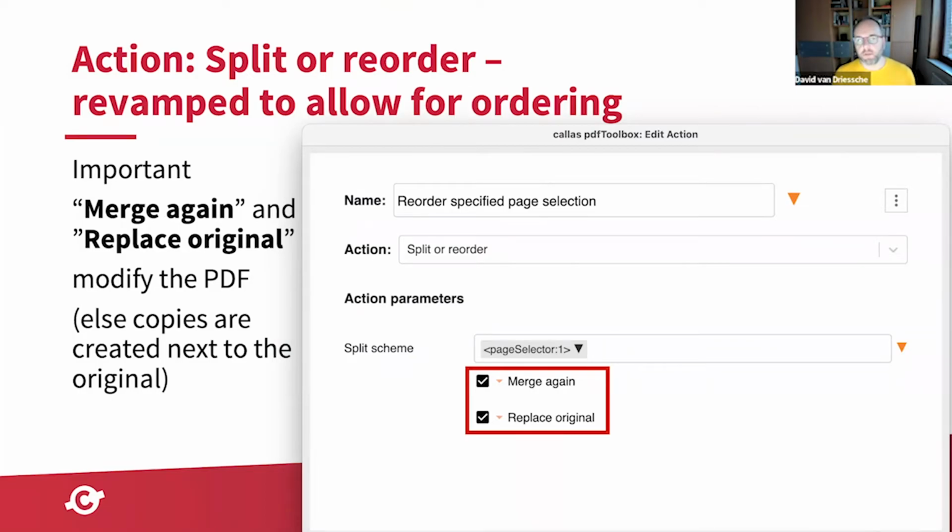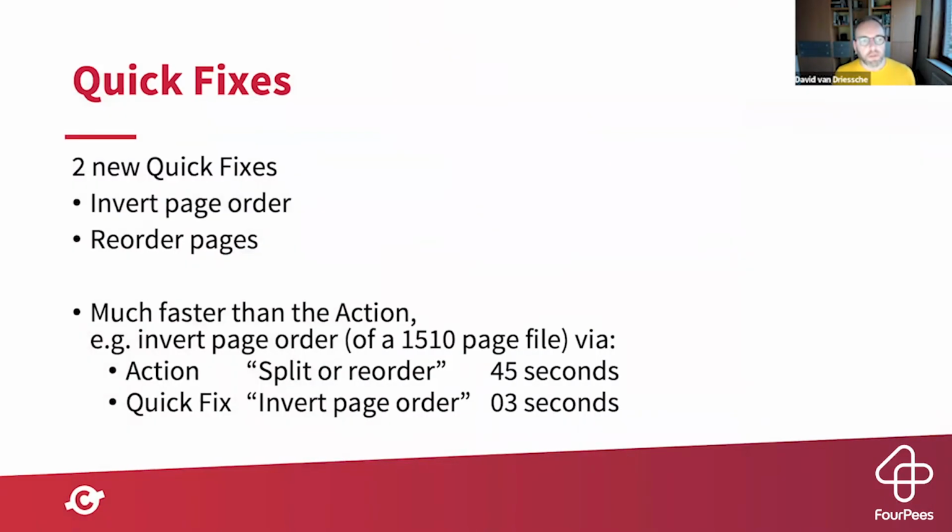You already saw it in the compare, where it can be used to say which pages from document A you want to compare with which pages of document B. So there it is integrated, but it's also been integrated in an action called split or reorder. There are also new quick fixes, invert page order and reorder pages, that also use these. And there are other locations. So basically everywhere where it is important to select one or more pages, you now have the opportunity to also do that with page selectors.